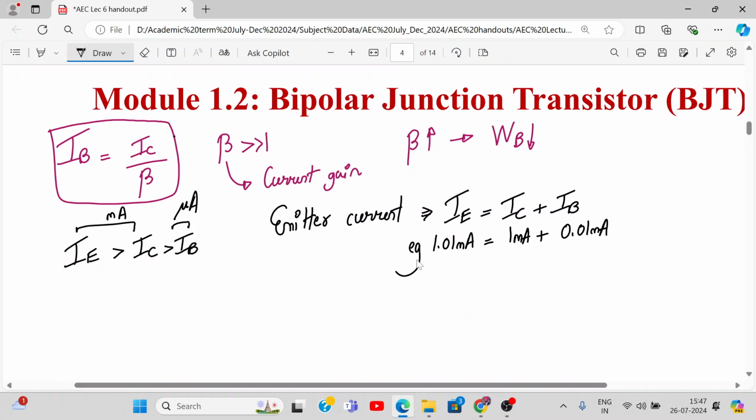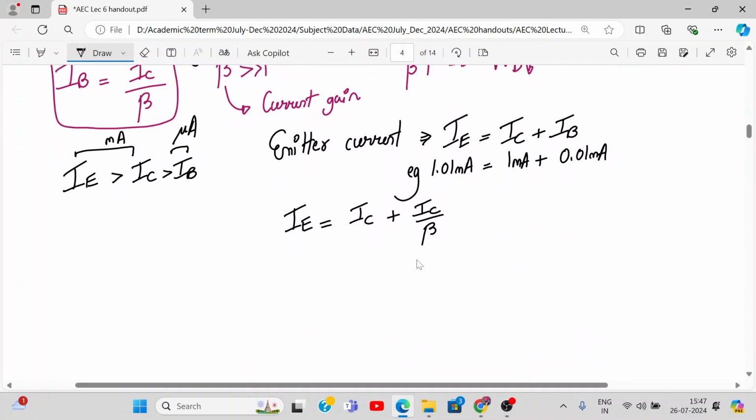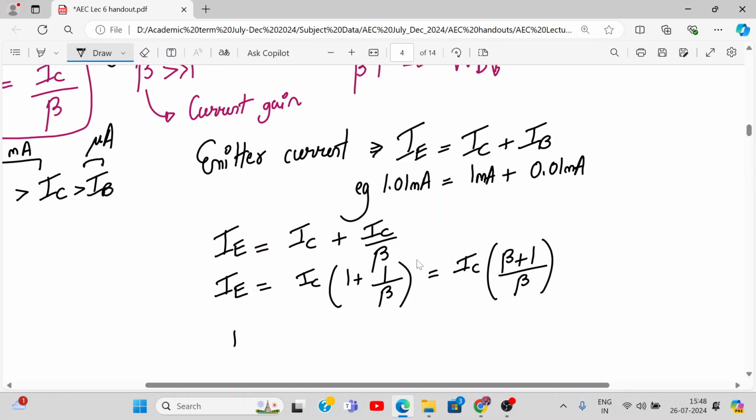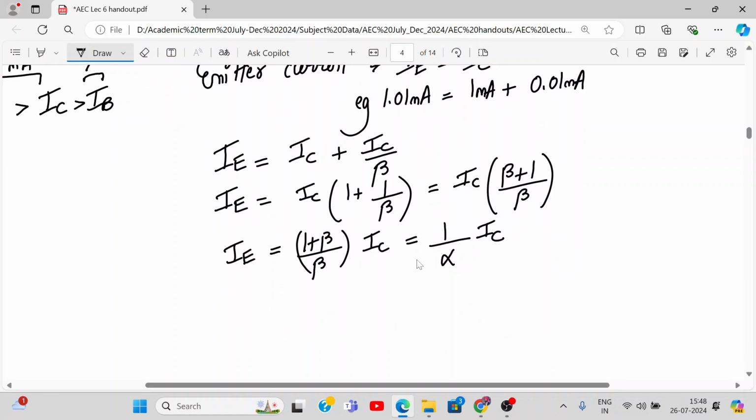So according to this relation, equation number 1, how can I rewrite this? IE is given by IC plus, instead of IB we write IC upon beta. A small relationship we'll derive. Can I take IC common and write it as 1 plus 1 upon beta, which is beta plus 1 upon beta, correct? So IE is actually (1 plus beta) upon beta times IC. And this (1 plus beta) upon beta is called 1 upon alpha, times IC. So this term is alpha.